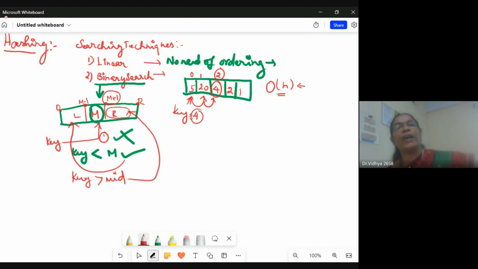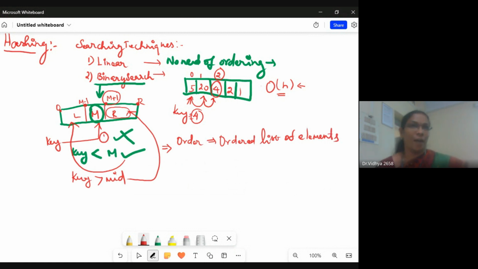One important problem in binary search is that the arrangement of the elements should be in order. That means this technique is applicable only for an ordered list of elements. So before implementing binary search, we are supposed to sort the elements, either in ascending or descending order as per the need. Then only can we proceed with binary search.